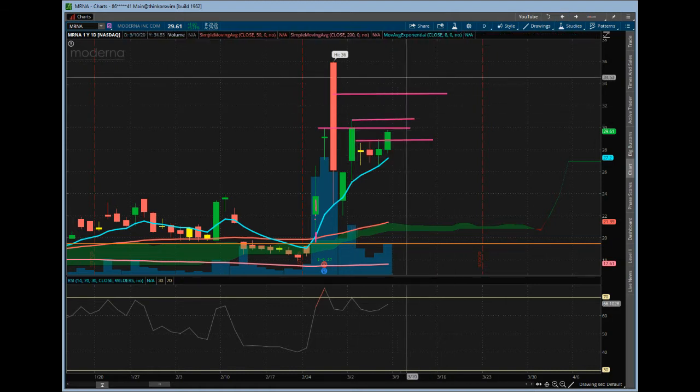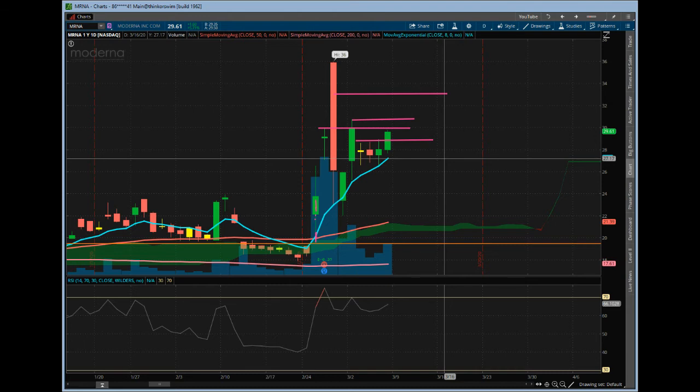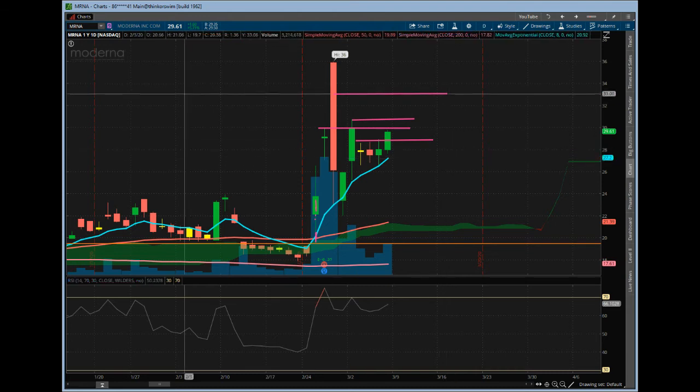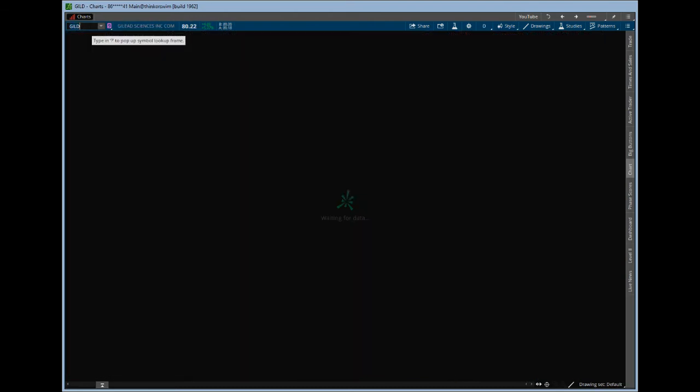Over 31 with some volume, right? We may be able to test a little bit higher in that prior candle, that big red candle right there. And then Guild, yeah, Guild definitely had a great close on Friday.